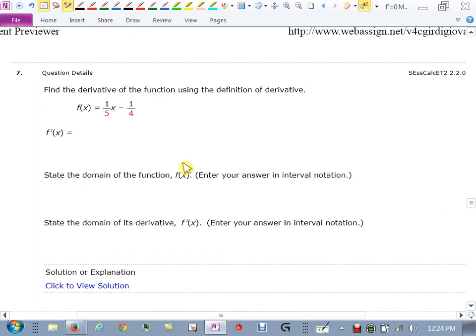Let's see, that's the answer. All right, find the derivative of the function using the definition of the derivative. Then state the domain of the function, and then state the domain of its derivative. So let me try and work this one out.